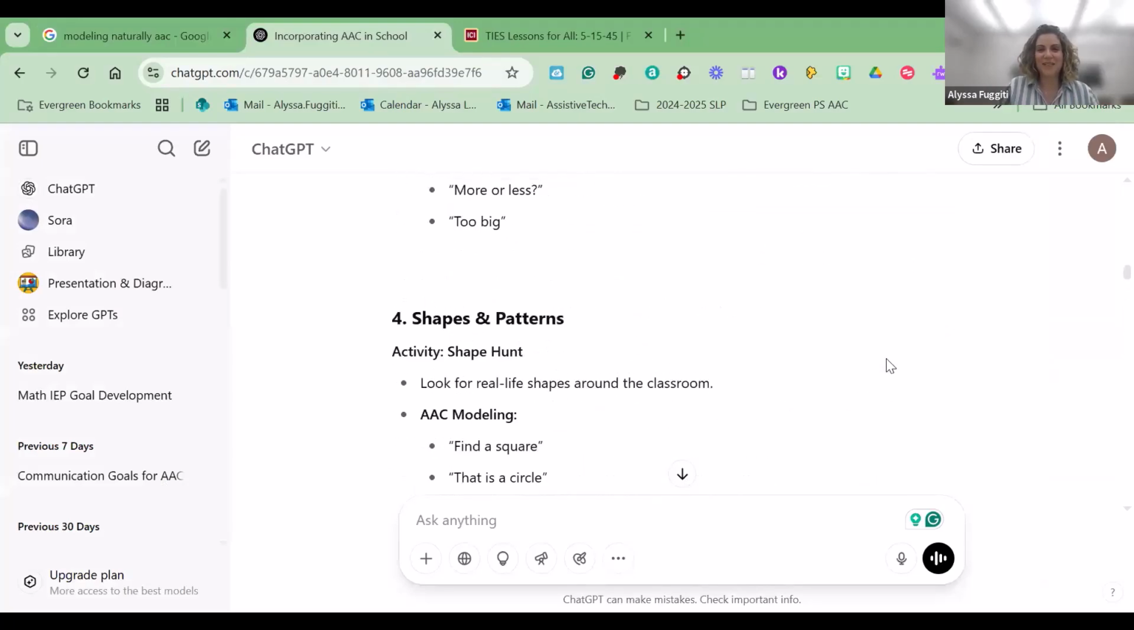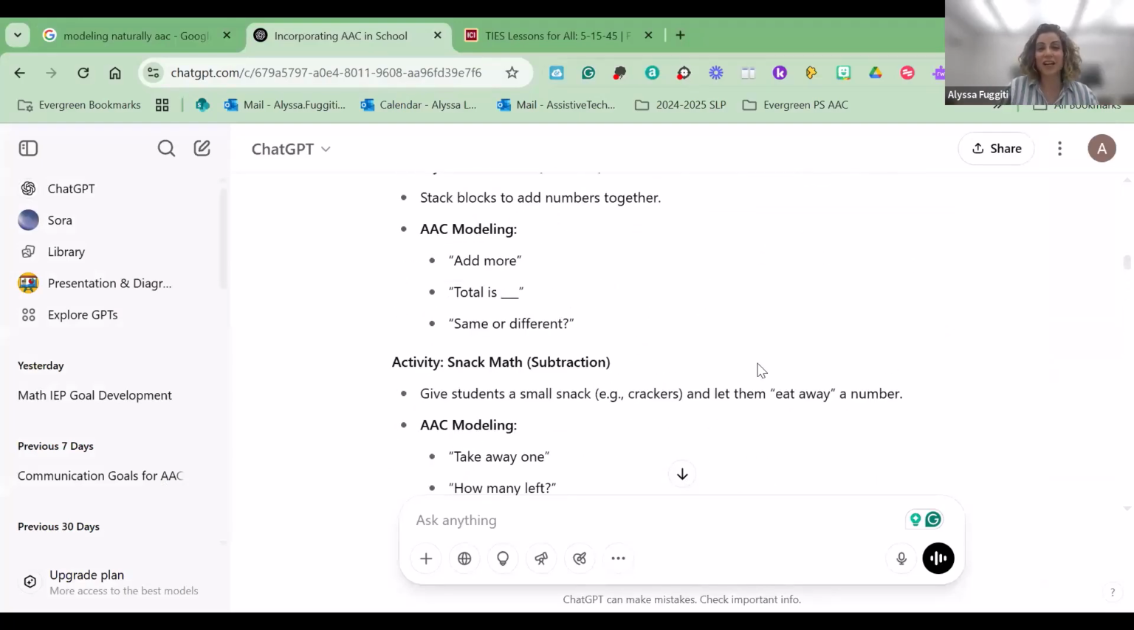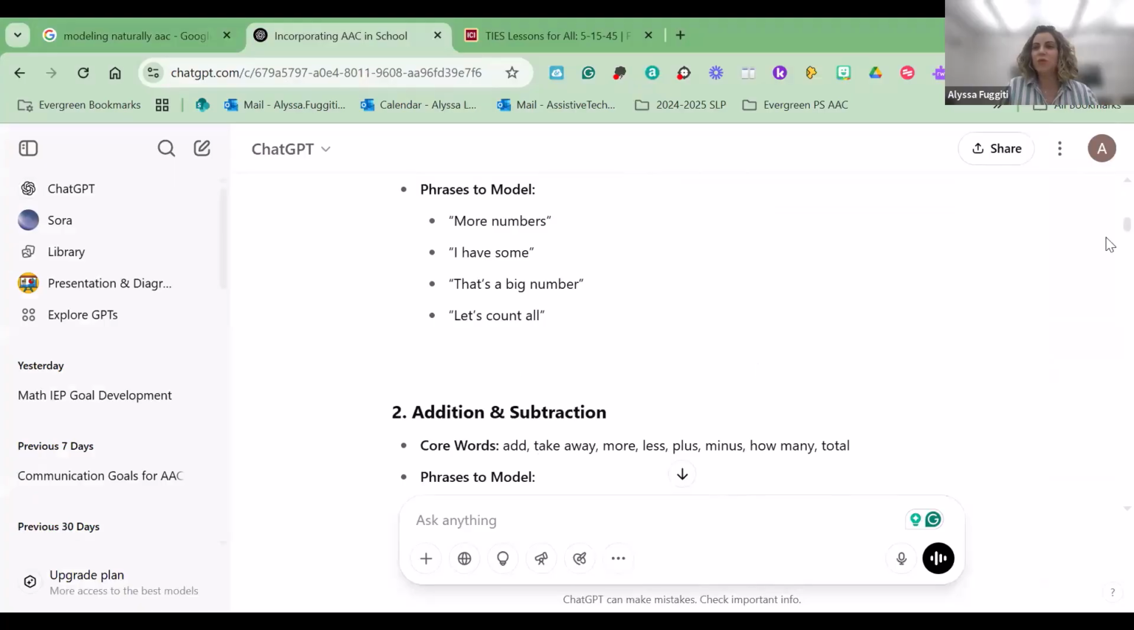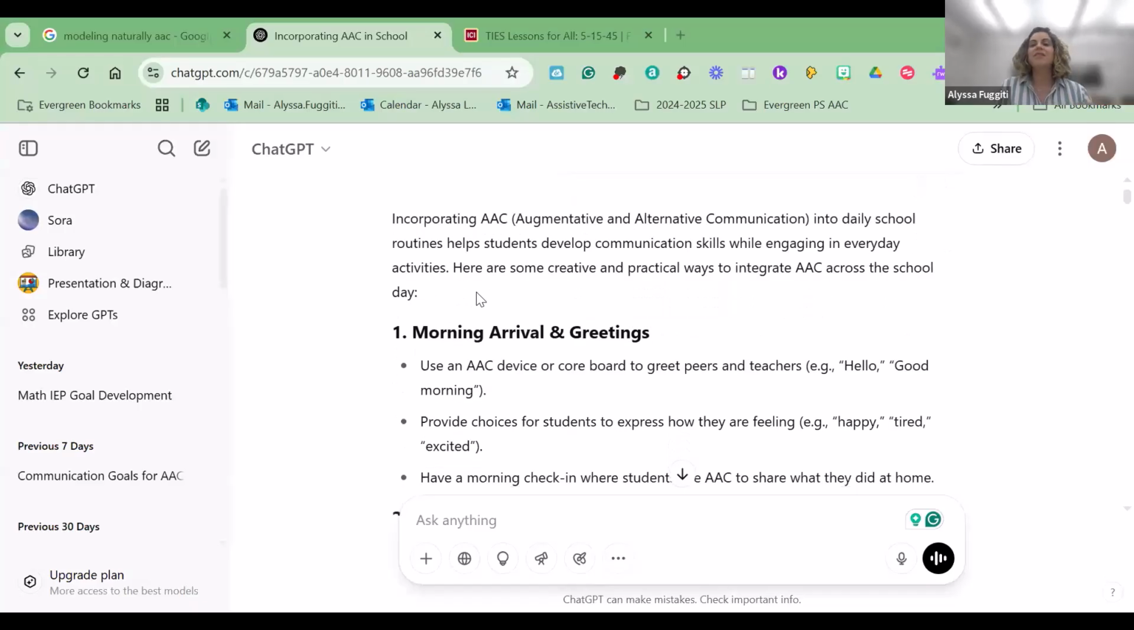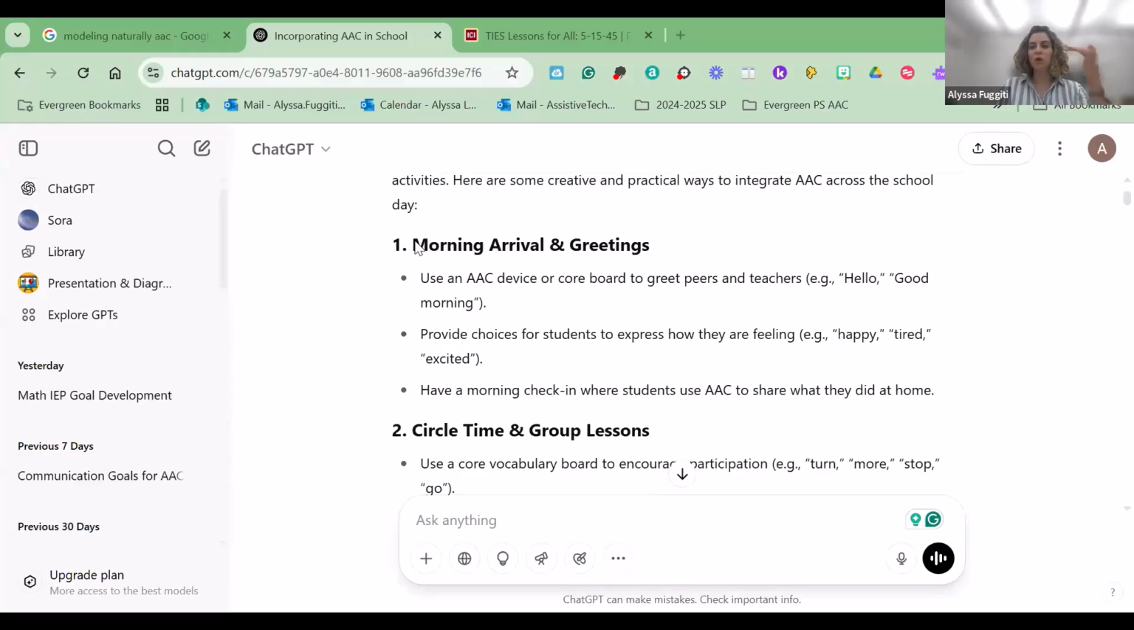Hang on, I'm going to go back up to the top of the chat, because it started with, I just wanted to create a handout. So let me share that screen real quick. Here it is. So my first prompt was: generate ideas for incorporating AAC into daily routines at school. And then this is what I was looking for: here's morning arrival.